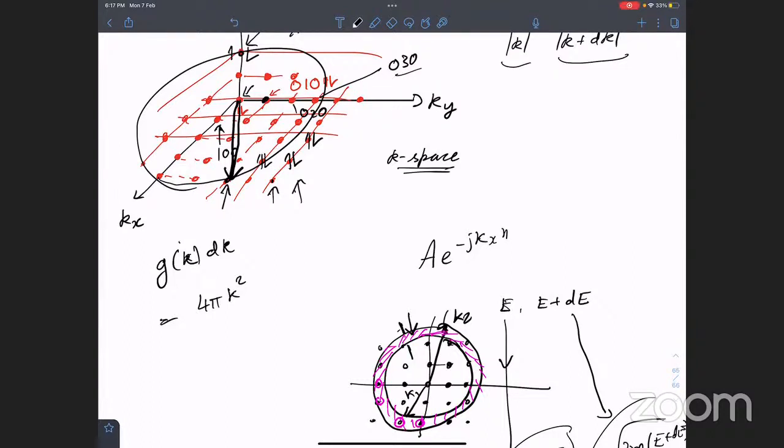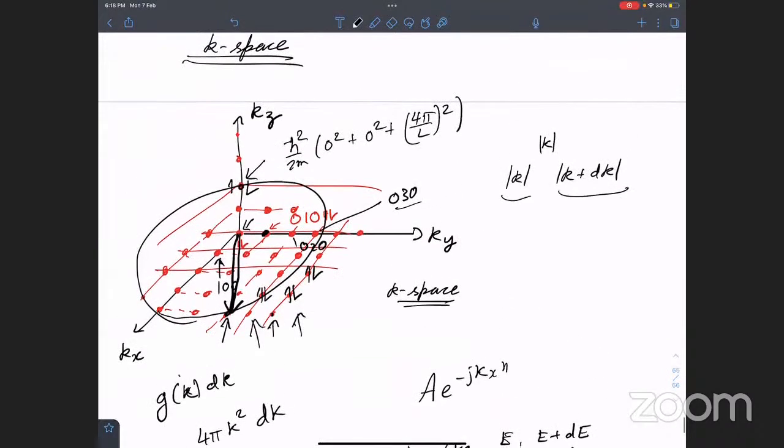In 3 dimensions, what will happen? I want the volume between two spheres. The radius of the inner sphere is k. The radius of the outer sphere is k plus dk. So that is nothing but 4 pi k squared into dk, the volume of the shell between the two spheres. So this is the volume in k space.